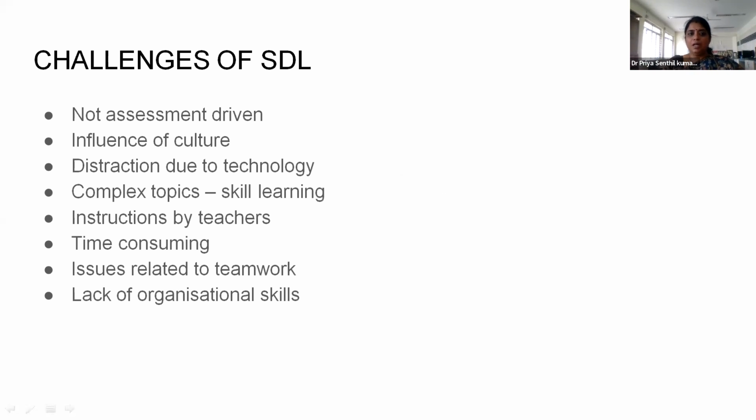Okay. Now, what are the challenges in the implementation of SDL? As I said, it is not assessment driven. It is entirely the student, I won't say entirely, a lot of responsibility is there in the student, in the learner. And we all know all five fingers are not the same, and our students are not at the same level. Some may be in stage 1, some in stage 2, some in stage 3, and some in stage 4. So there is a lot of difference, and how to have a uniform method is a challenge.